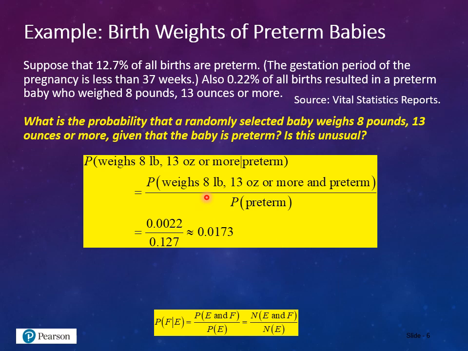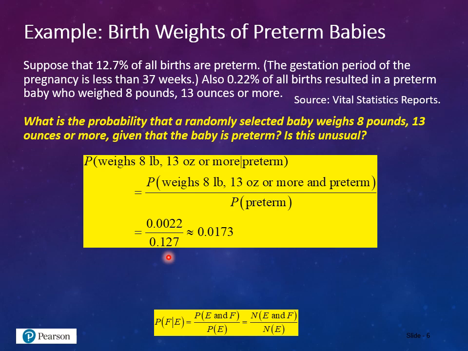So here we get 0.0022. Be careful there. 0.22% is not 22%. It's 0.0022, which means we have to move the decimal place 2 more places. So this is also a good mental check. Be careful with percents, because sometimes when they're decimal percents, we forget to move the decimal another 2 places. Just as we did with the denominator, which is preterm, 12.7% is 0.127. So this gives us a probability of 0.0173.